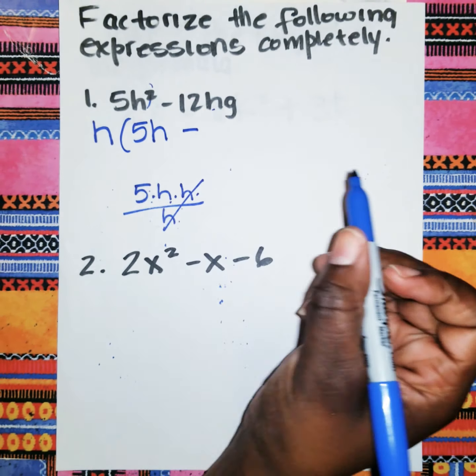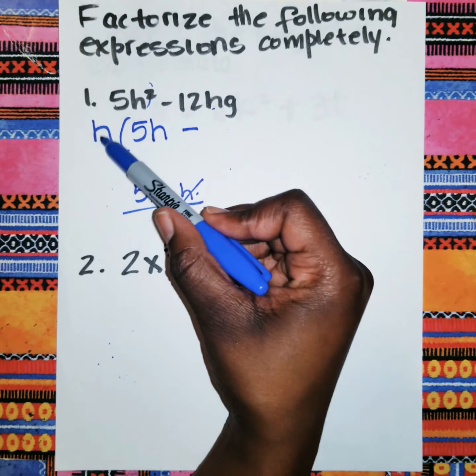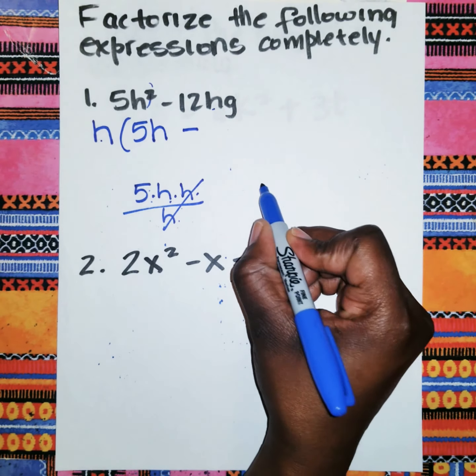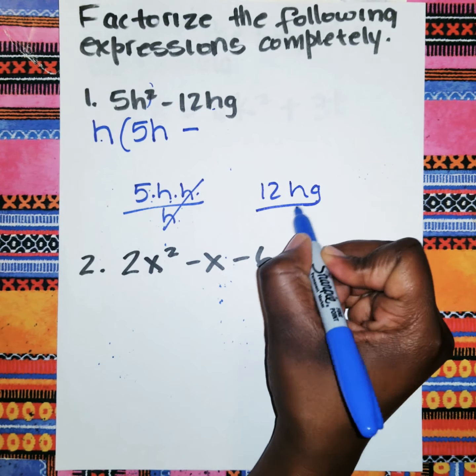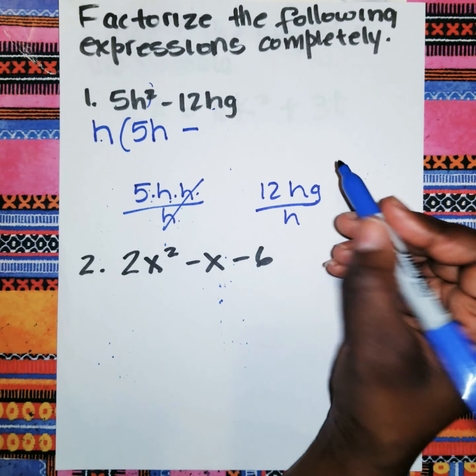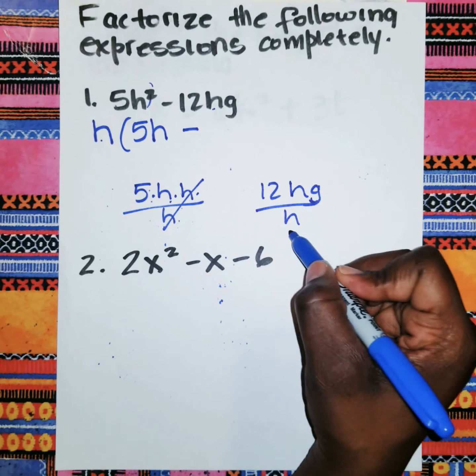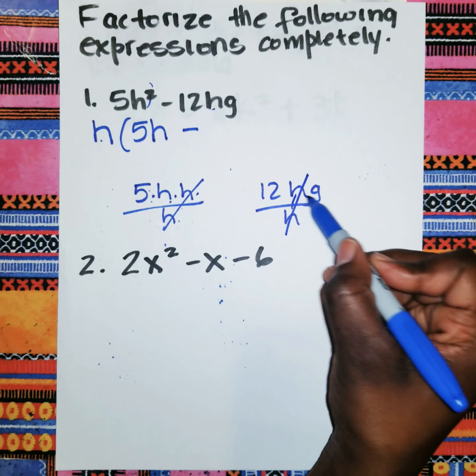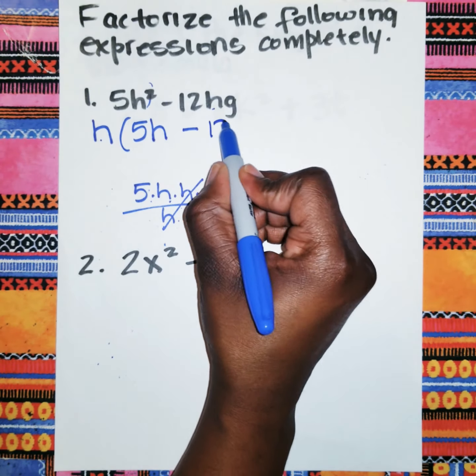All right. For this part here, it says h into 12hg. If you're past this stage, guys, you can just easily do this by looking at the question. But for persons who are not past this stage, I'm showing you this method. So the h's will cancel. So from here, we have 12g remaining.